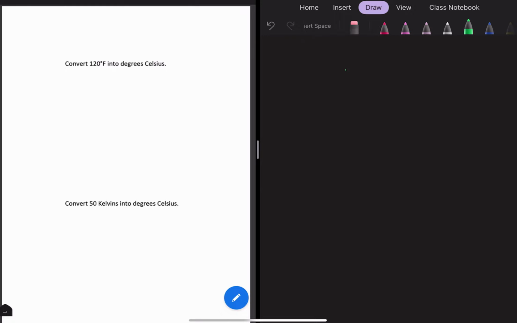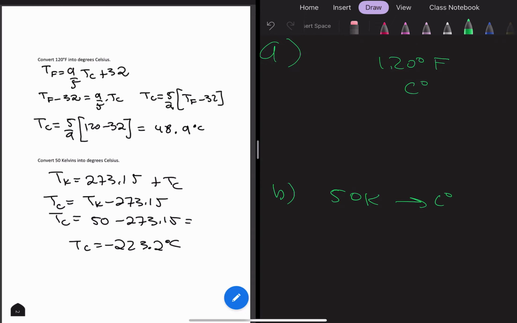Alright, so let's start with what's given. For the first one, you have 120 degrees Fahrenheit, and you want to convert that to Celsius. And for the second one, you have 50 degrees Kelvins that you want to convert to Celsius. So these are just plugins.